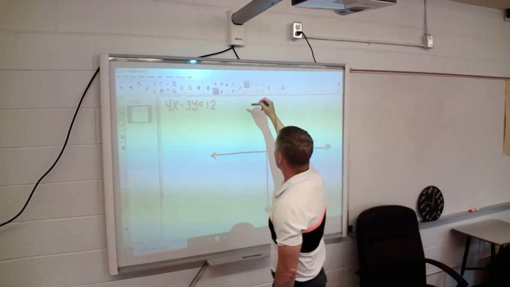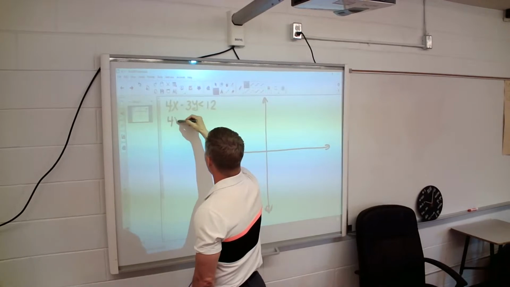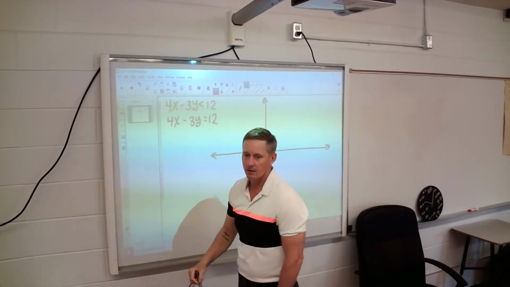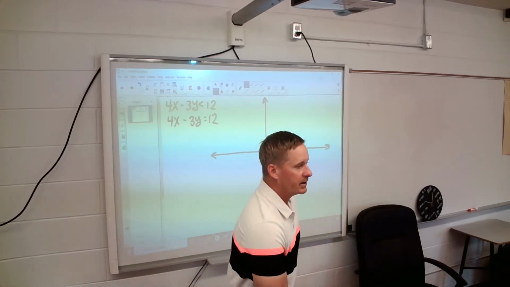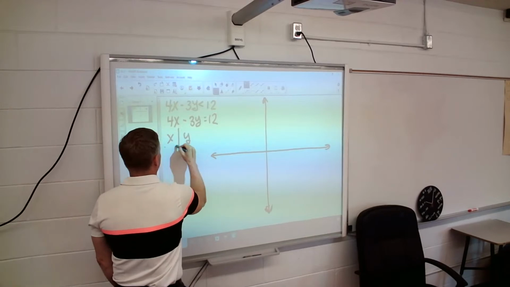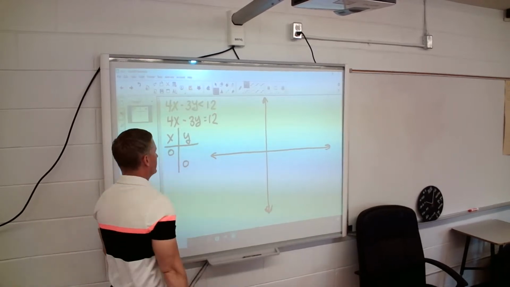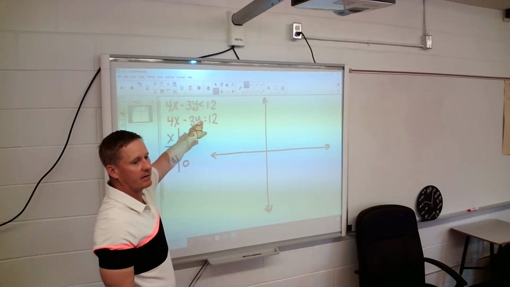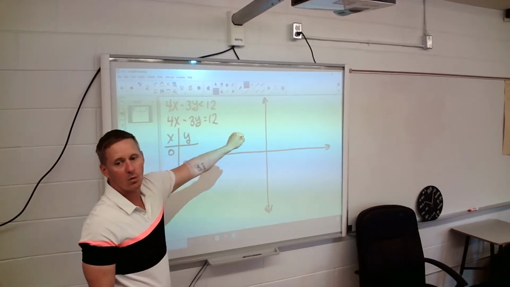So the first thing, if you remember, we change this to an equality: 4x minus 3y equals 12. That's the first thing that we do so that we can graph it. Now, let's put zeros in. 0 for x leaves us with negative 3y equals 12. What does y equal?